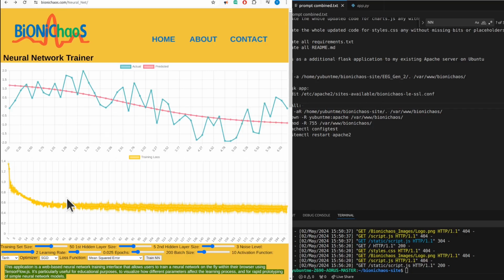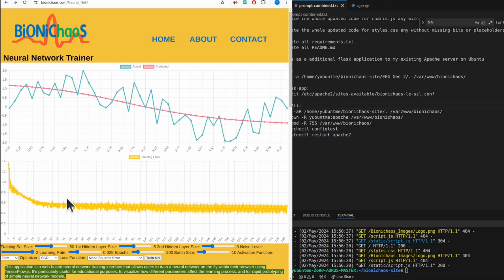Training set size. This slider adjusts the number of data points used to train the neural network. A larger dataset can potentially improve the model's accuracy but may take longer to train. Hidden layer size. These sliders control the number of neurons in the first and second hidden layers of the neural network. More neurons can capture more complex relationships in the data, but also increase the risk of overfitting and require more computational resources. Noise level. This slider adds a certain level of randomness to the training data, simulating real-world data imperfections. It helps to test the robustness of the neural network against noisy data.